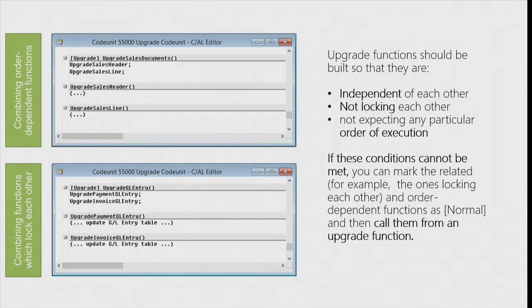For example, a very popular example can be the sales header, where you want to upgrade your sales header before your sales line. What you do in such cases is write an upgrade sales header function, but just mark it as normal. It shouldn't be marked as upgrade. Also, upgrade sales line, mark it as normal, and then you call that within an upgrade function, exactly as in my example, in the order you want. So it will execute in order, because the NAV server will only look for the code units that are marked as upgrade and run them.